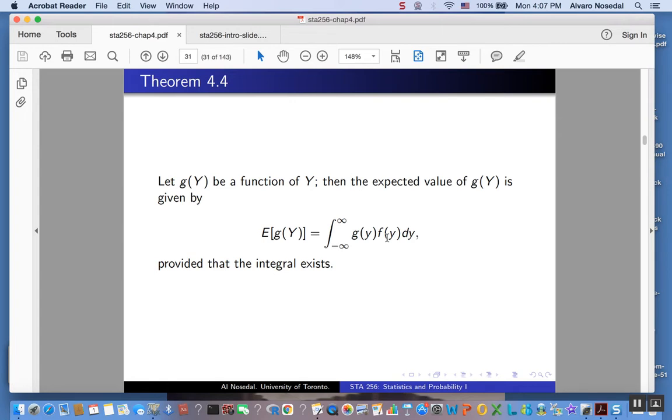Okay, so same pattern. We are not going to be showing this result, but the proof would be very similar to the discrete case. Anyway, we're going to be using it, theorem 4.4, but we are not going to provide a proof. Now let me show you another theorem.